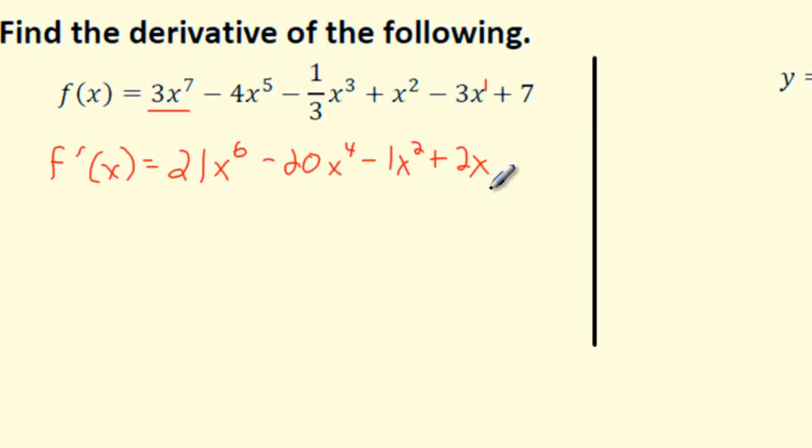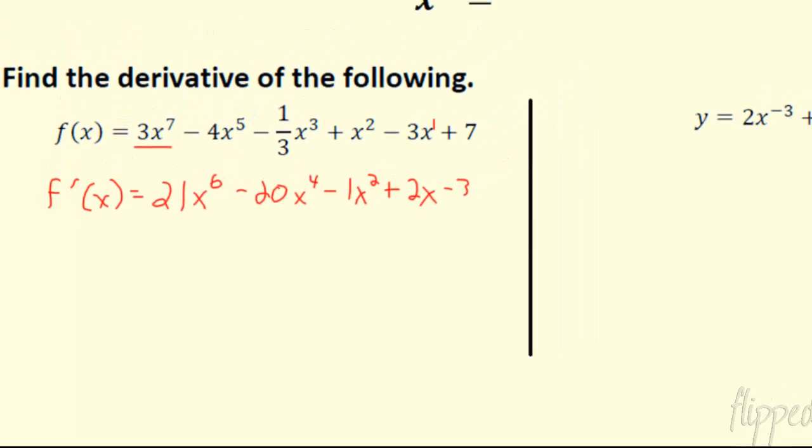This has an exponent of 1, so what am I going to do? 1 times 3. This is x to the 0, but what is anything to the 0 power? Anything to the 0 power is just 1, so I'm not even going to write it. Those are nice. And then, technically speaking, this is x to the 0. Well, 0 times 7 is gone, so constants will just disappear. Boom, they're gone. So this is the derivative.